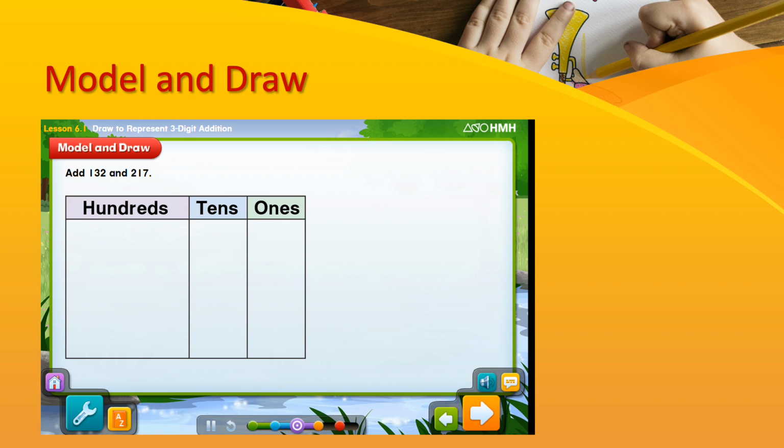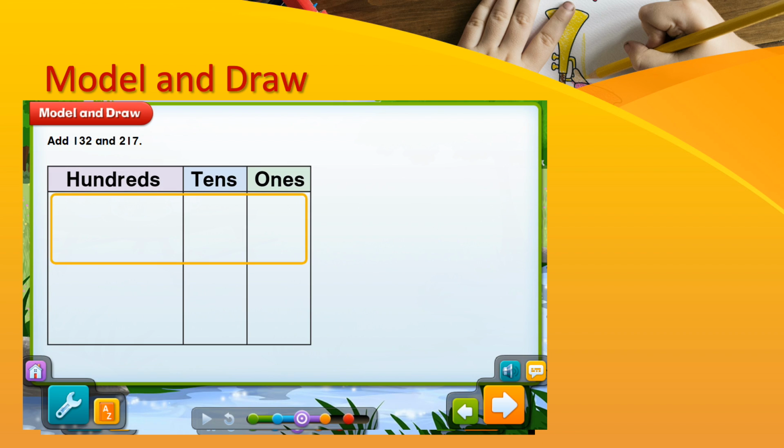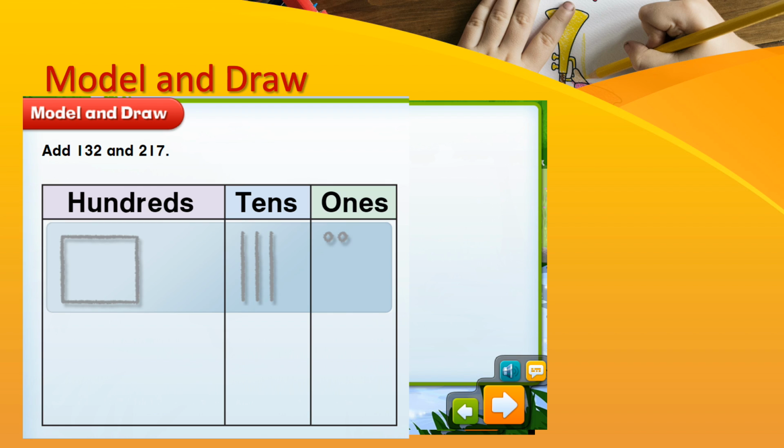Now, let's look at model and draw. Here it says, add 132 and 217. Up until now, we were dealing with 2 digits. From now on, we are going to do 3 digits. So, you know that tens are represented with lines and for ones, we do small dots. For hundreds, we will be doing squares. So the first number there is 100, 3 tens and 2 ones. I said I'll do a square for 100. So 100, 3 tens and 2 ones.